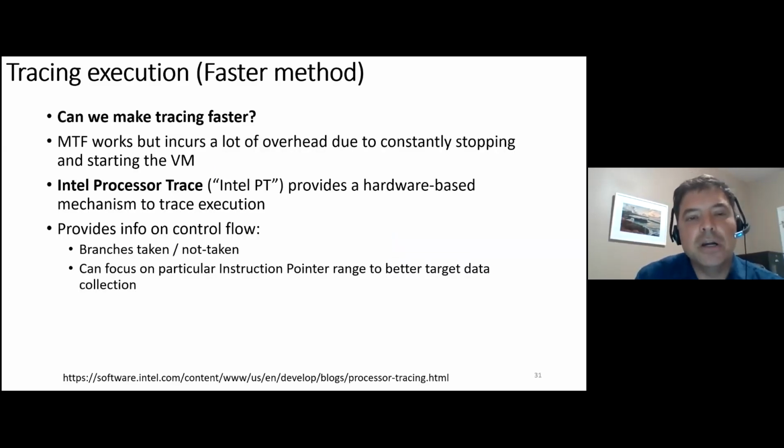So can we do this better? One of the newer techniques on Intel CPUs, I think since the 5th generation Core processors, is called Processor Trace, or PT. This is basically a hardware-based mechanism to trace the execution of what's happening on a system. If you turn it on, you can observe that this branch was taken or not taken. Or I can filter certain ranges of instruction pointers, so I'm only looking at what's happening in my virtual machine. So there are ways you can make this a lot faster by turning on some CPU acceleration.